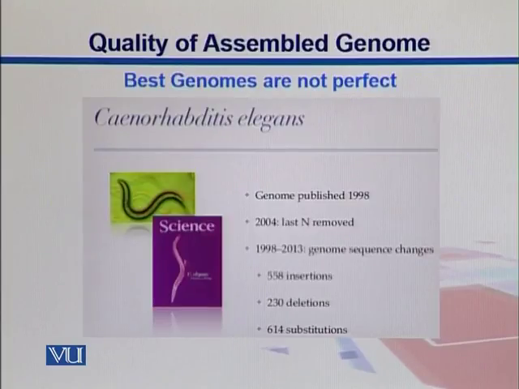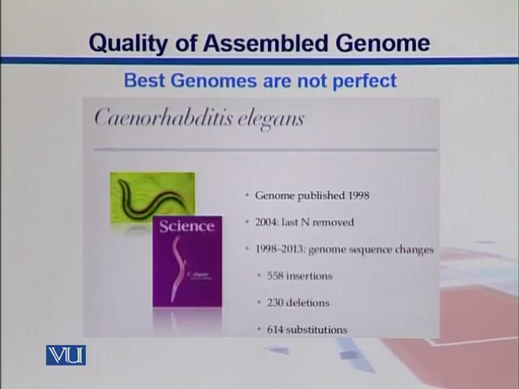Even the best genomes are not perfect. So C. elegans was published in 1998. In 2004, the last N was removed. Remember guys, when the sequencer cannot do a good base call, it substitutes N. So the presence of N's is not good for a sequence. The larger the number of N's in an assembly, the worse the assembly. So they kept on removing those N's till 2004.